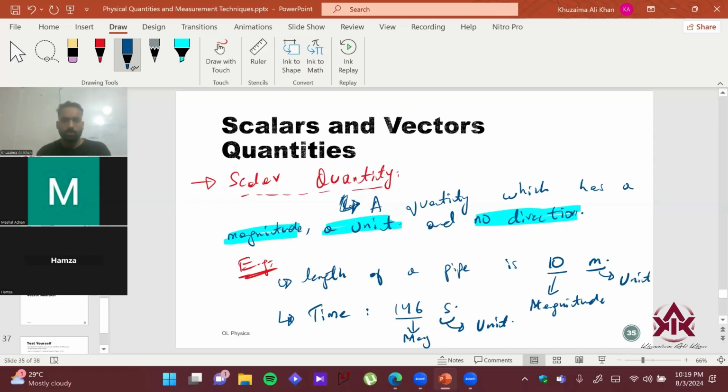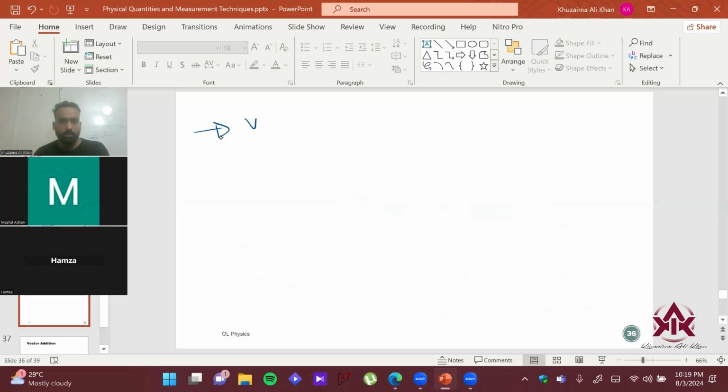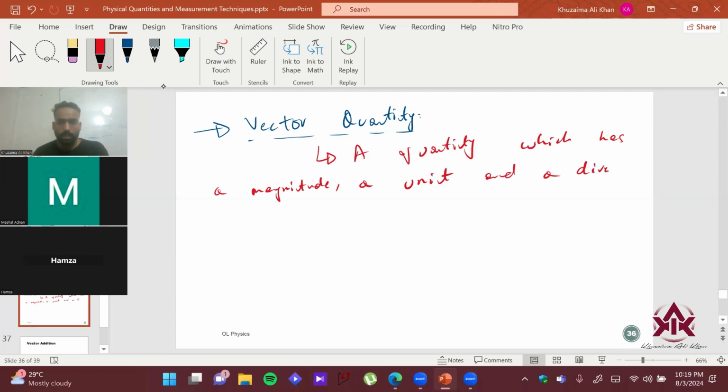Then we have a vector quantity. For that I would have to add a slide over here. Then we have a vector quantity. We have the definition which is as follows, adding a color combination. A quantity which has, as you can guess, a magnitude, then a value of the magnitude, would have a unit and a direction. If it has these three things combined together, it can be called a vector.